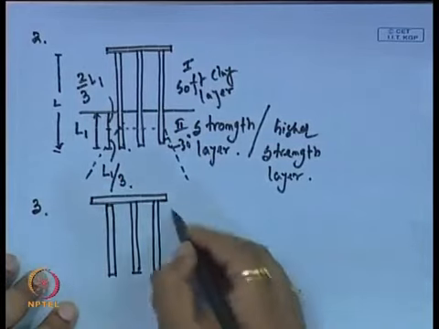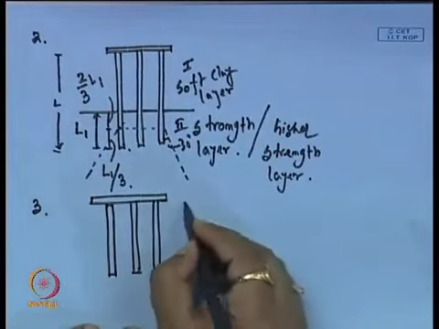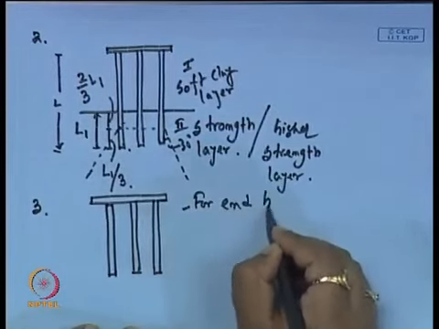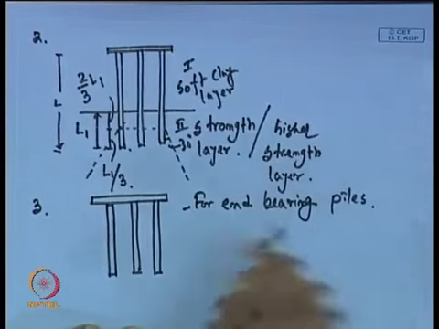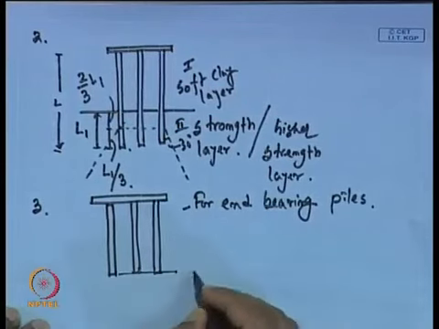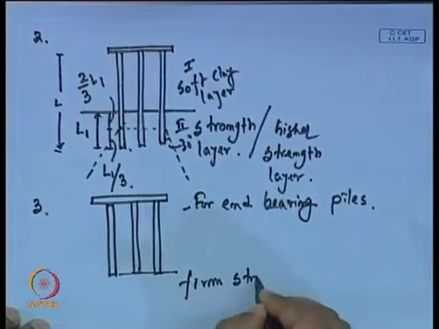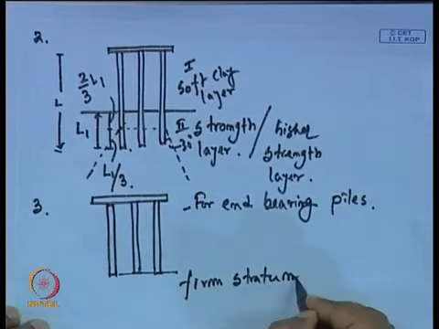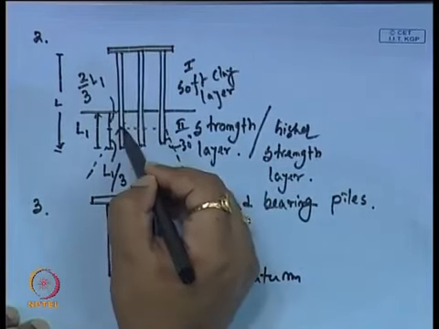So, these are the end bearing piles. The previous cases were piles in soft clay. Now, these are the end bearing piles, and this is the firm strata. Now, for that firm stratum, the equivalent raft is acting at this level.